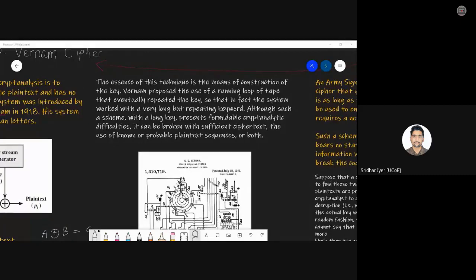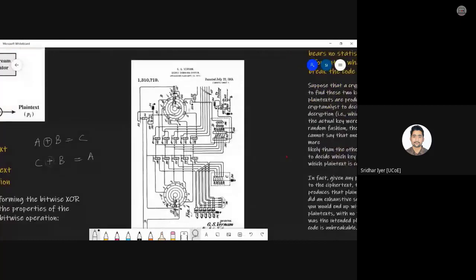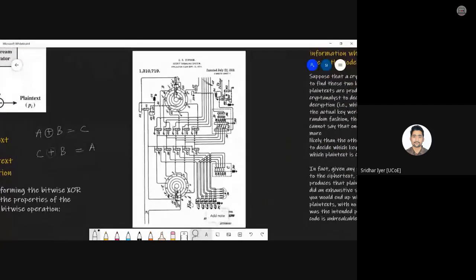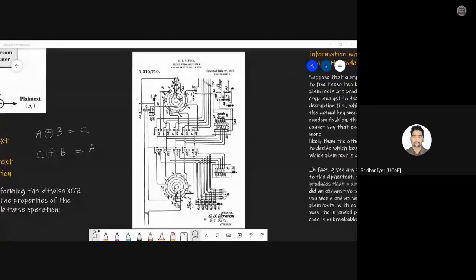I'm explaining once again. As you can see in this diagram, it is basically the patent diagram of this Vernam cipher. What exactly happens is we have to calculate the plain text in terms of binary numbers or binary digits. Similarly, we need a key for that corresponding plain text. If we want to have the ciphertext, we have got the plain text, but we need the key also so that we ultimately get the ciphertext.